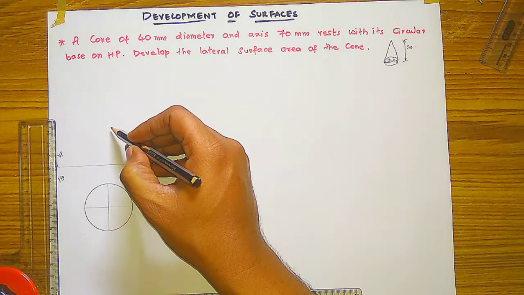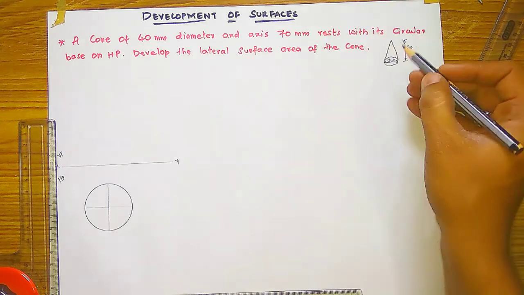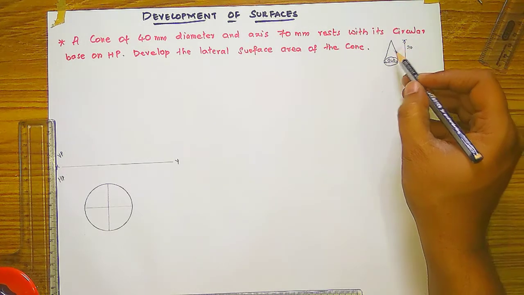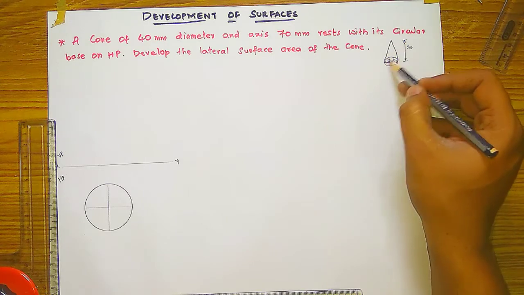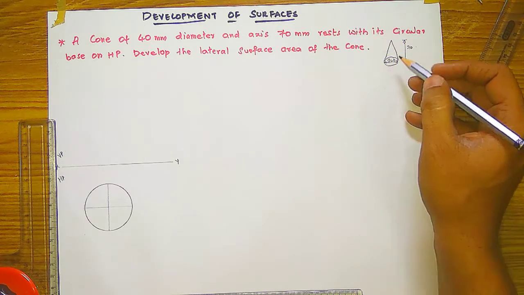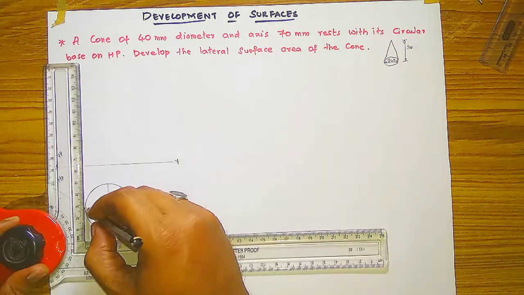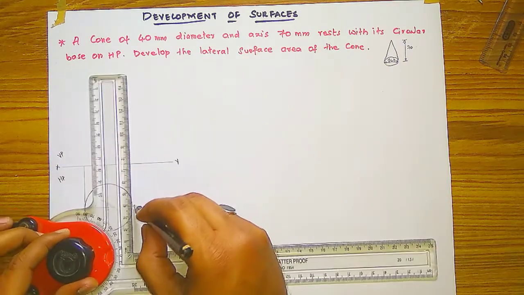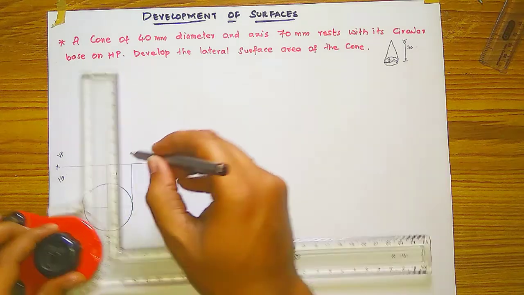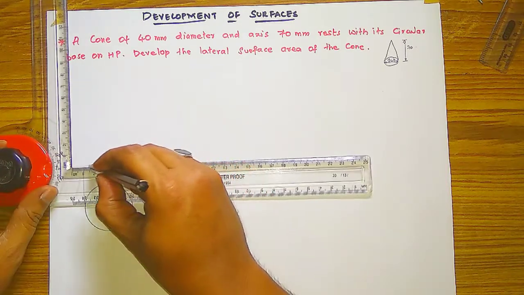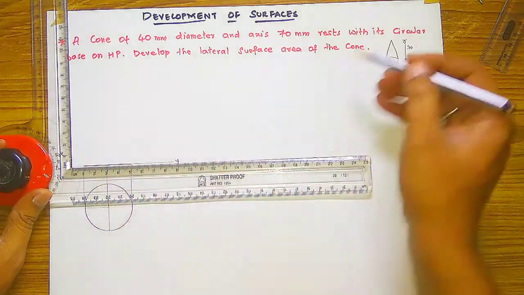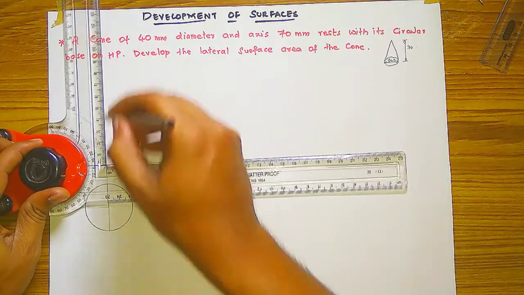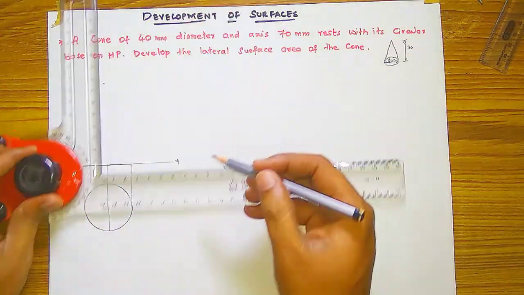Here you are having a pyramid. If you see the cone from the front view, it looks like a triangle, and that triangle is nothing but a pyramid. So first you have to take the projection lines to this XY line like this. Draw this line, dark it. And the pyramid axis height is how much? 70 mm as given in the question. So you have to draw a 70 mm line here.